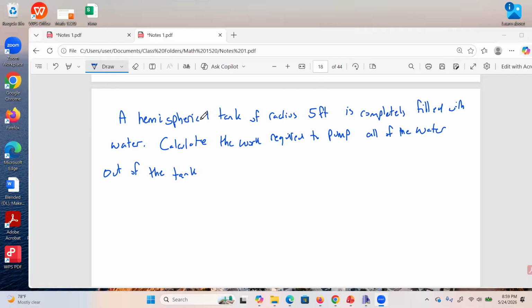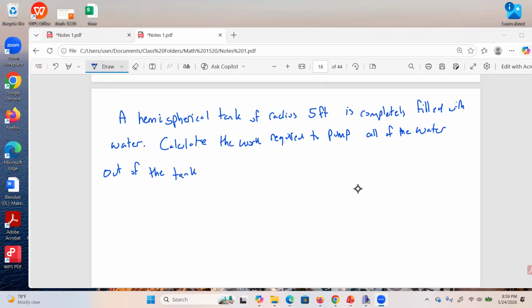Okay, welcome back to Calculus 2. We are going to work on a couple more work problems, pumping water or fluids out of a tank. We'll take a look at this one. We have a hemispherical tank, semi-spherical tank of radius 5 feet that is completely filled with water. Calculate the work required to pump all of the water out of the tank.